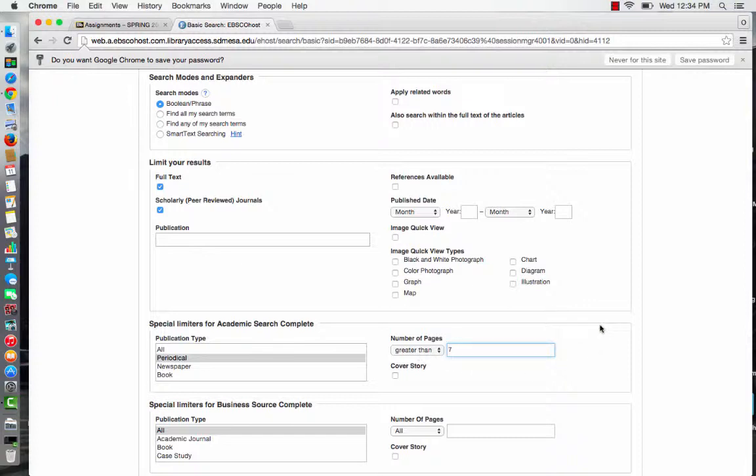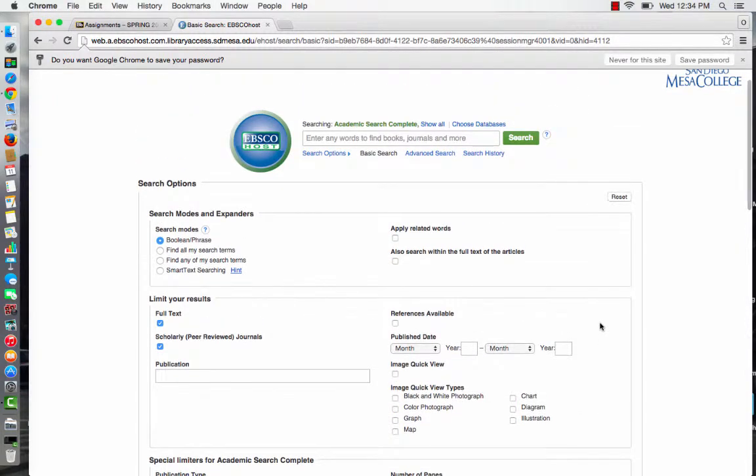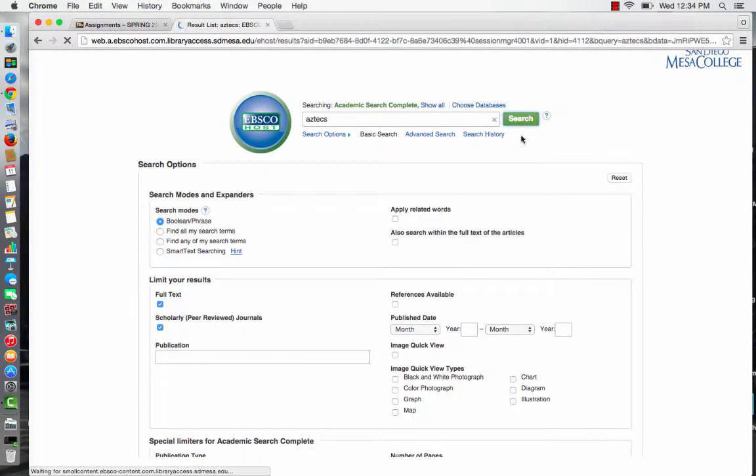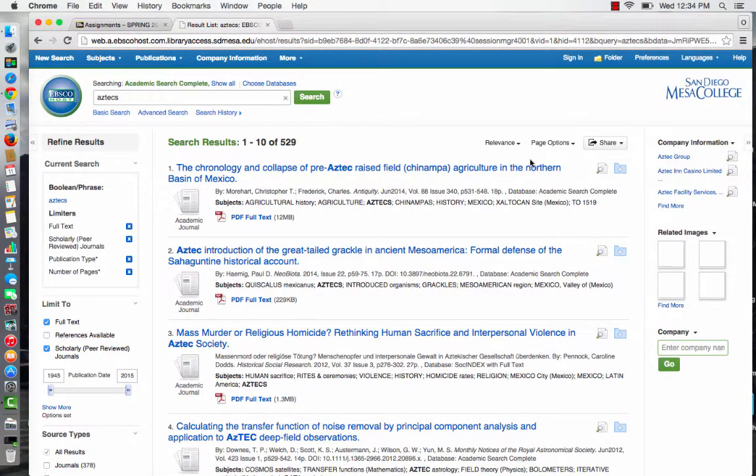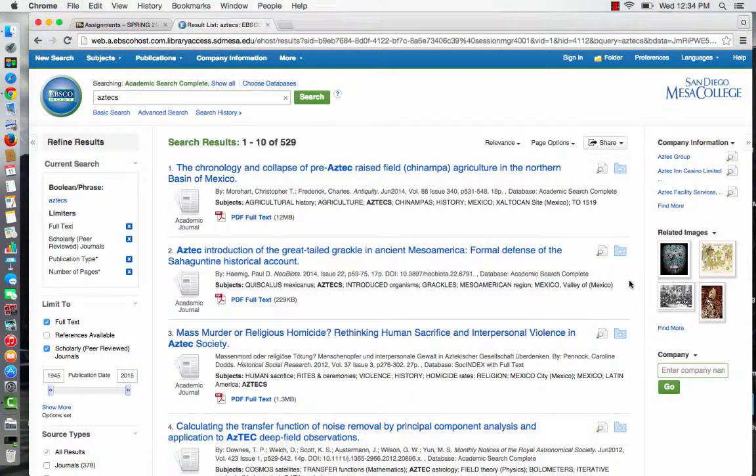All right, we've got our limiters, our parameters set. So let's go ahead and find some articles, and let's get a popular topic right off the bat. Let's start with the Aztecs. We'll type in Aztecs, click the search button, and see what we can find. Okay, here we go. 529 choices here. That looks pretty good.